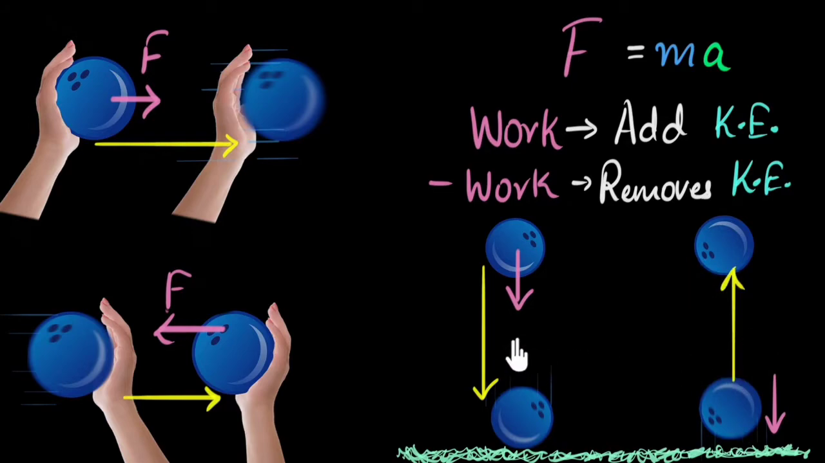This is pretty cool, right? Thinking in terms of work and energy. Now, things get even more interesting when there is more than one force acting on the body. So if there is more than one force acting, according to Newton's second law, we now need to calculate the net force, meaning we have to add up all those forces.